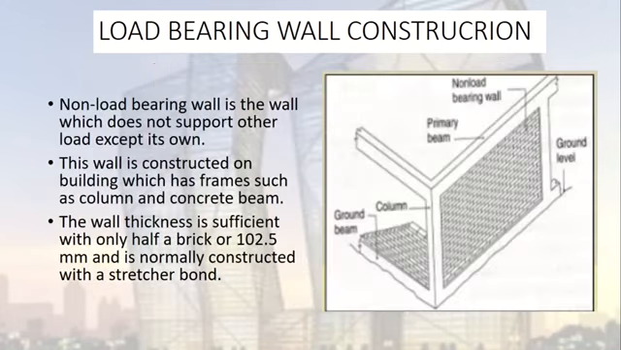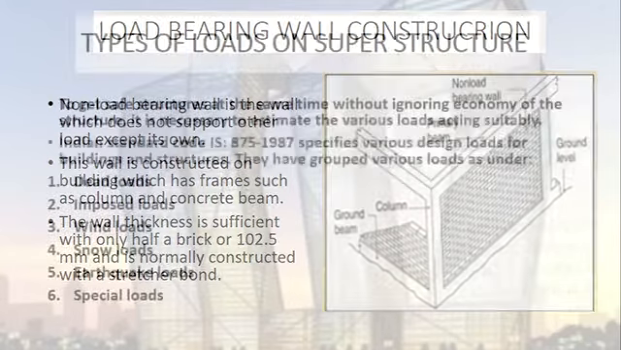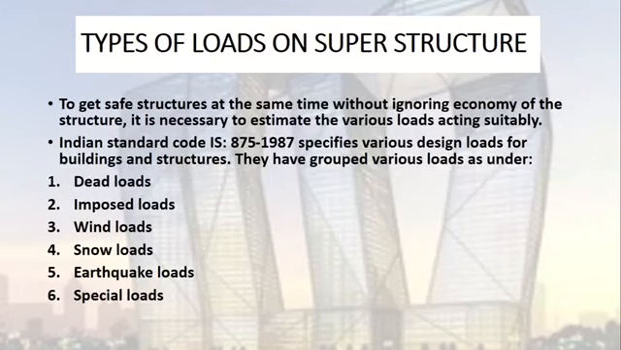Non-load bearing wall is the wall which does not support other load except its own. This wall is constructed on building which has frames such as column and concrete beam. The wall thickness is sufficient with only half a brick or 102.5 mm and is normally constructed with a stretcher bond.